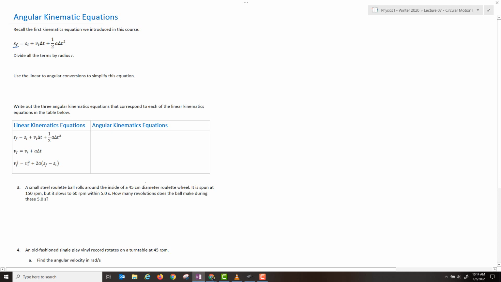So I'm going to get SF divided by R, SI divided by R, VI divided by R, and A divided by R. Okay, so if we recap what we did in the last slide, we said S is equal to theta R, V is equal to omega R, and A is equal to alpha R. So if I were to divide everything by R, this first equation, I'm going to divide both sides by R, and I get S over R equals theta. So theta is equal to S over R.